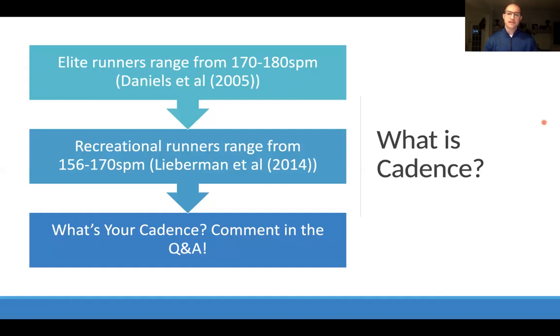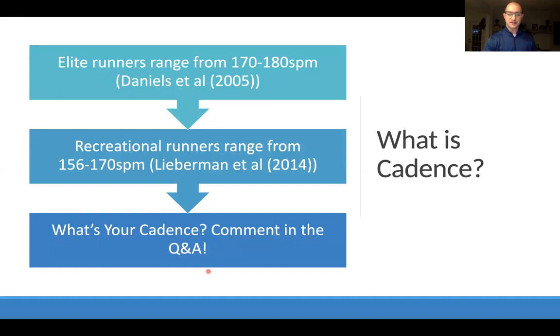So there's this range, right? Anywhere from 156 to 180 we're seeing. And I see some people that fall slightly below, some people that are well above 200, 205 or so. It really depends on the runner, their limitations, their injury history, their goals. So make sure you understand it's very individualized and it should be to your situation.